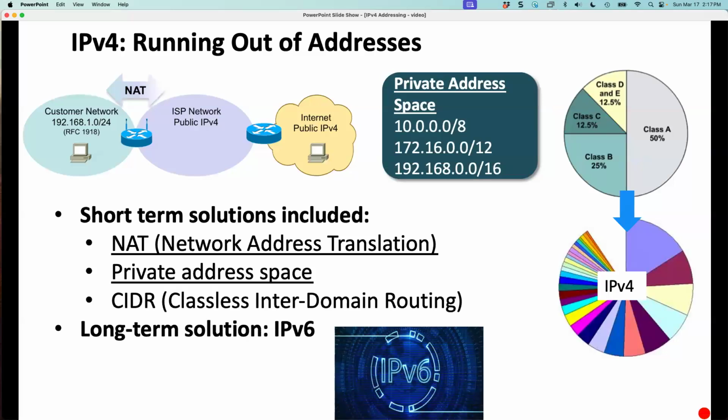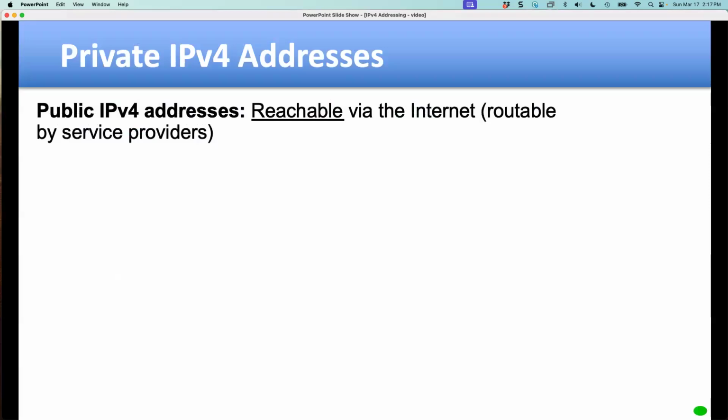The long-term solution, and it is finally coming to fruition, is IPv6. You may not believe it, Rick, but take a look at your mobile devices. As of this recording, I would say it's almost about 43% of internet traffic that is IPv6. All right, but it's coming. Long time coming.